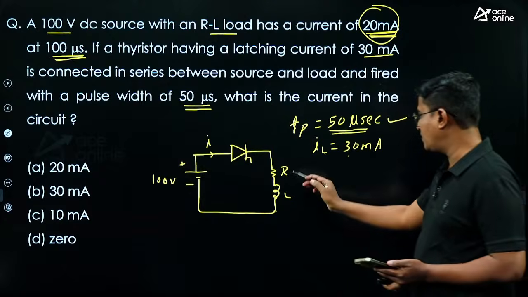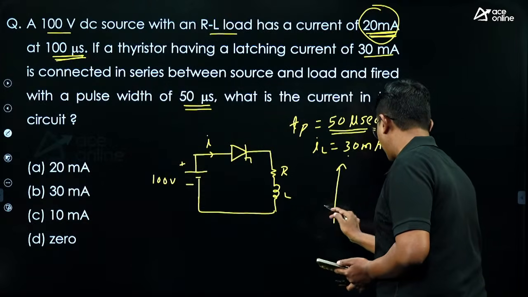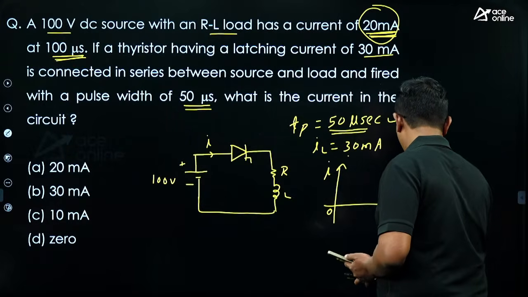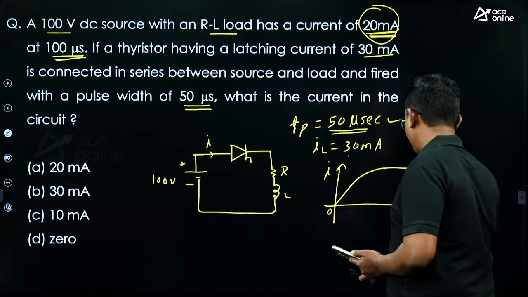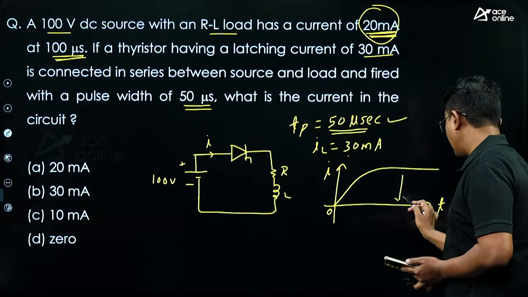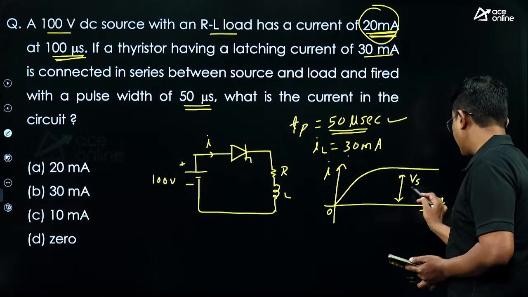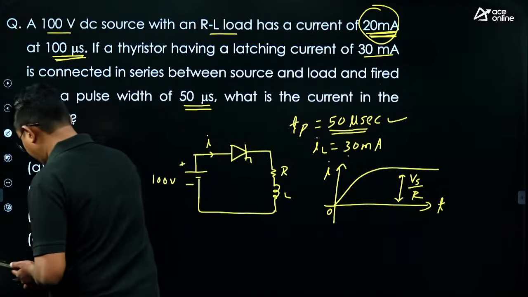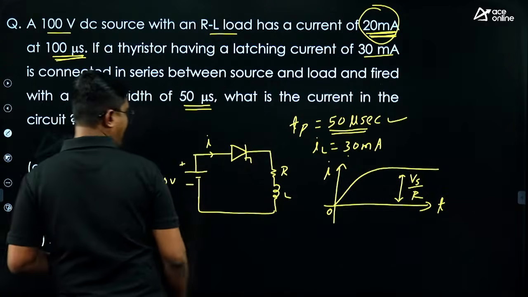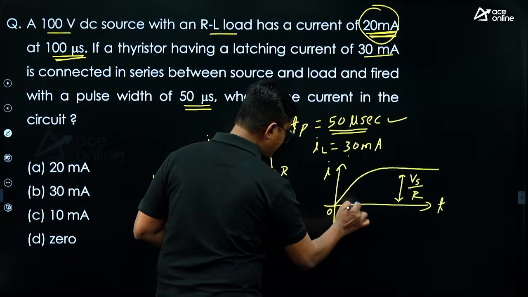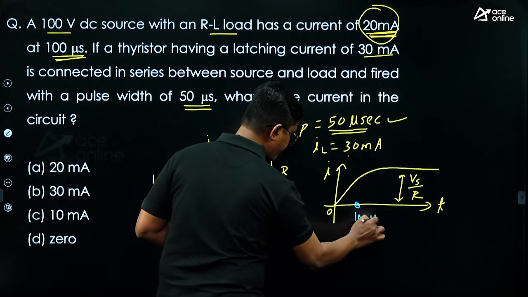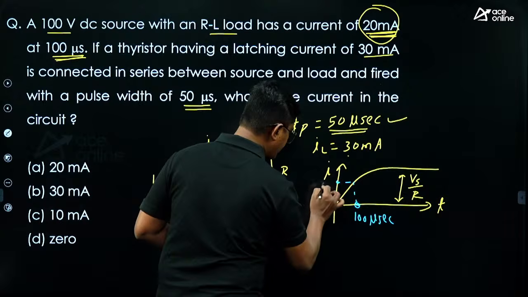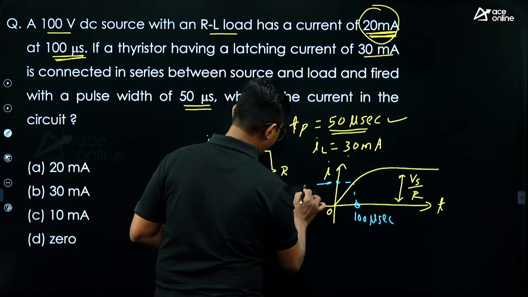But we know a DC voltage source is across the RL branch. My current in the circuit, if you see, is like this. The final value will come as Vs by R. Now they are saying that when time is 100 microsecond, the current in the circuit is 20 milliampere, right?